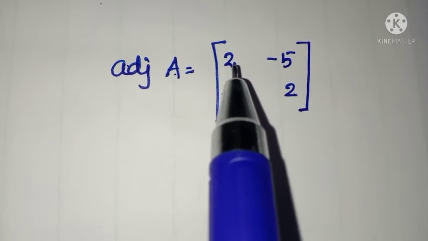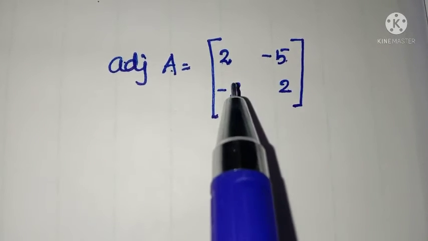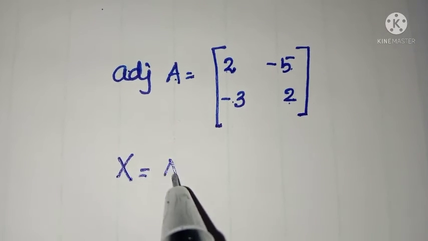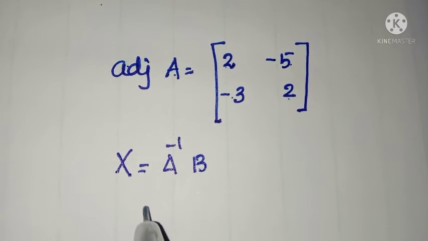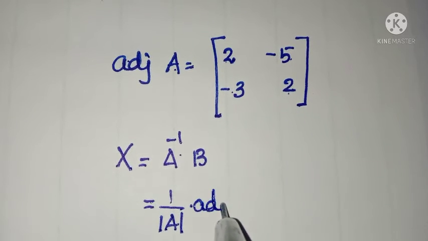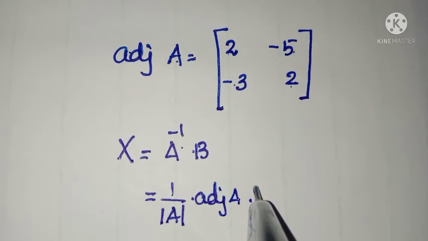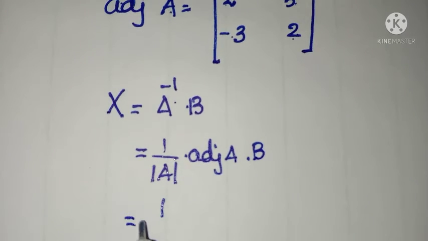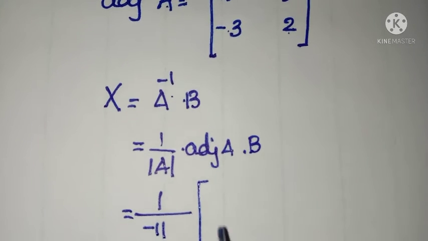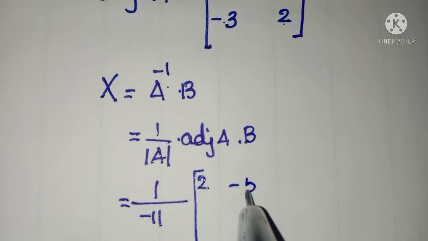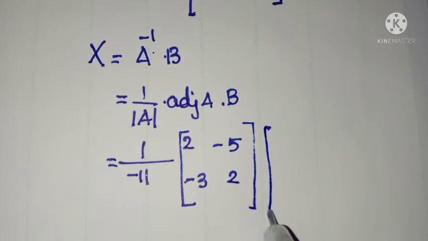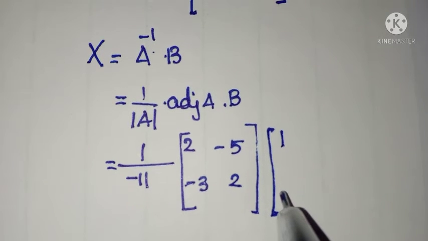Adjoint of the matrix is the matrix 2, minus 5, minus 3, 2. Now write the formula x equal to A inverse B. A inverse is obtained by 1 by determinant of A into adjoint of A into B. Here determinant of A is negative 11. Adjoint of A is the matrix 2, minus 5, minus 3, 2 into B, the constant column matrix 1, 7.